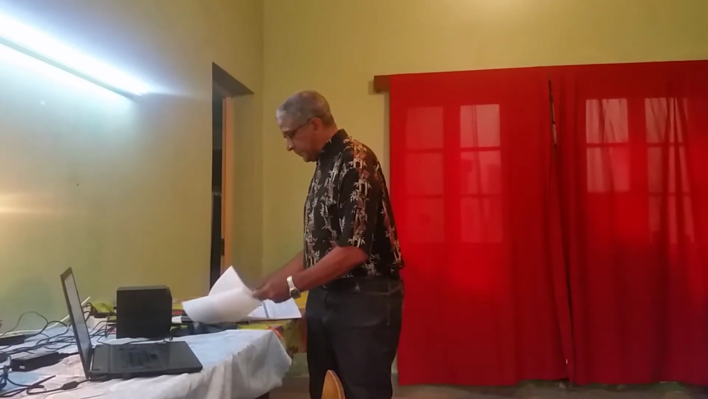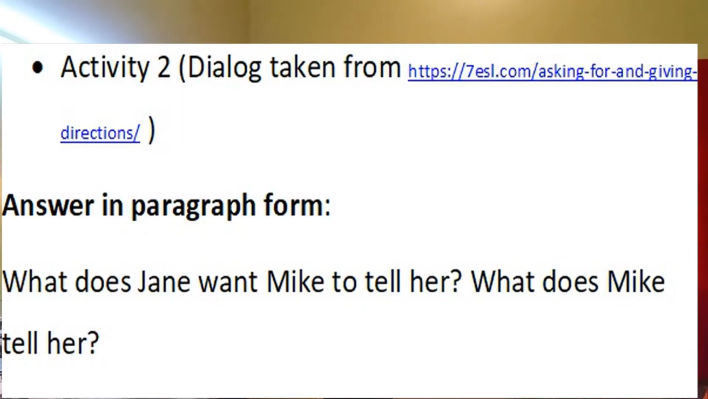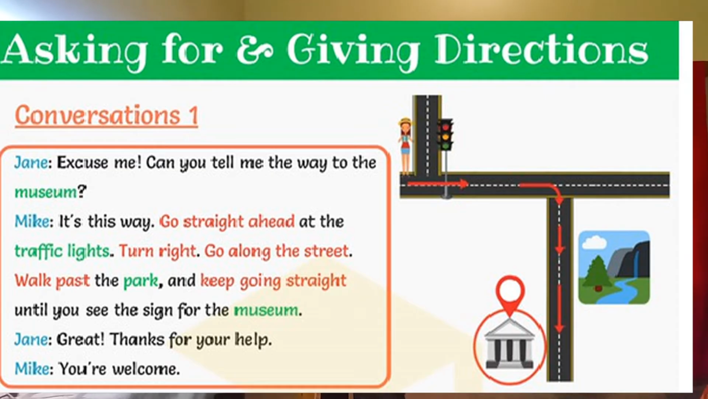Okay, now we are going to use also 2 reporting verbs like want and tell in answering these 2 questions. Number 1, what does Jane want Mike to tell her? And number 2, what does Mike tell her? These 2 questions you will answer in paragraph form about this dialogue. And let me read the dialogue.